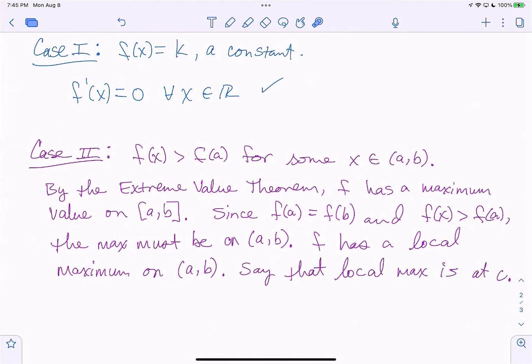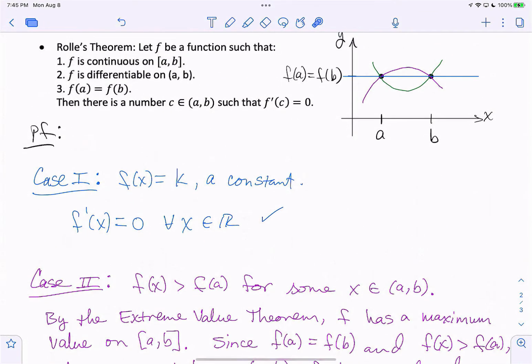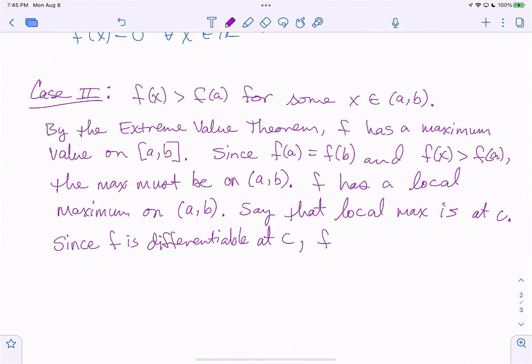Now let's go back to our hypotheses. We've used that f is continuous, and we've used that f of a is equal to f of b. But remember, f is also differentiable by assumption. Since f is differentiable at c, we know, do you know where I'm going with this? f prime of c is equal to 0 by Fermat's theorem. That's the conclusion we wanted. f prime was equal to 0. That does it for case 2.